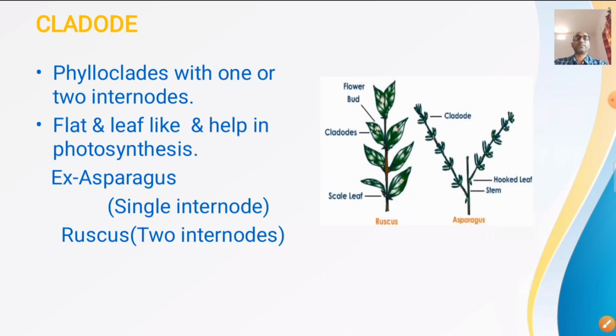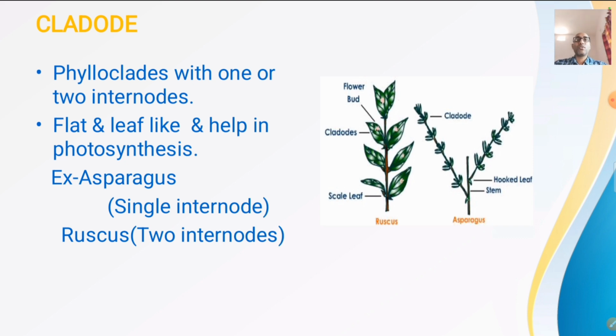Now come to the second one, that is cladode. What are cladodes? These are nothing but phylloclades with one or more internodes. So you know that phylloclade means the stem has been modified into a flattened structure performing the function of photosynthesis and also helping in the storage of water. You know what is phylloclade. Now what are cladodes then? These are nothing but phylloclades with one or two internodes.